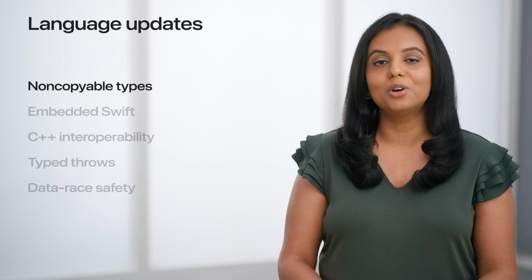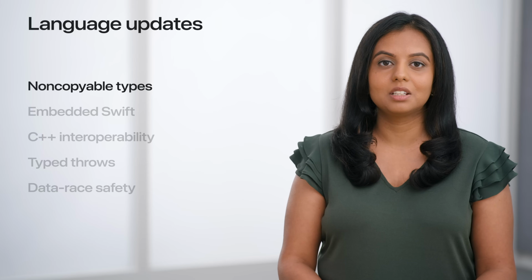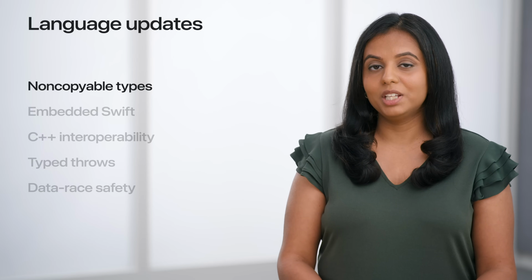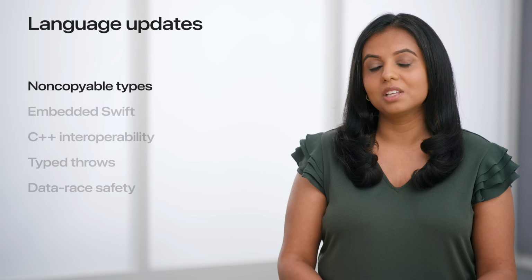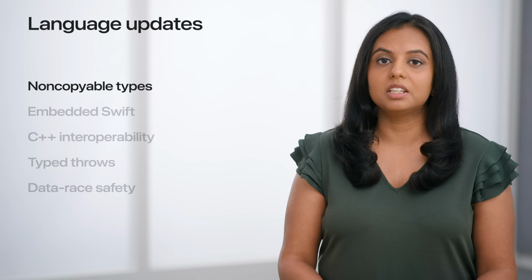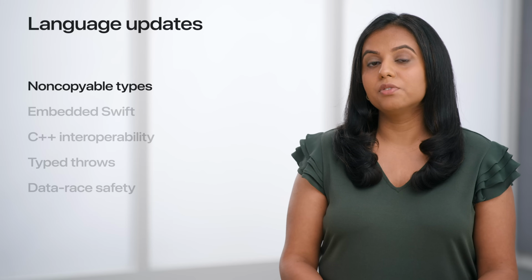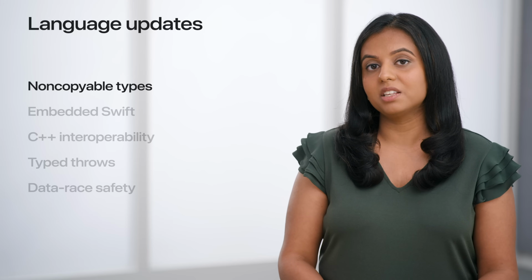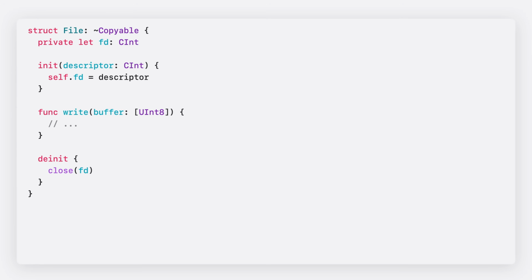Let's start by talking about non-copyable types. All Swift types, whether value types or reference types, are copyable by default. Non-copyable types suppress this default copyability, making them appropriate for scenarios where you want to express unique ownership. For example, a unique system resource, such as a file, can be represented as a non-copyable struct with a deinitializer that automatically closes it.